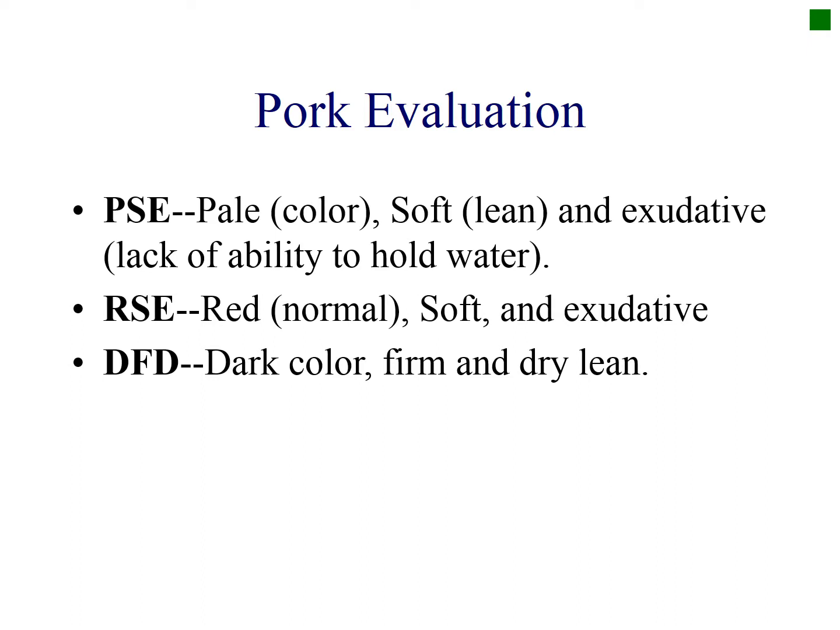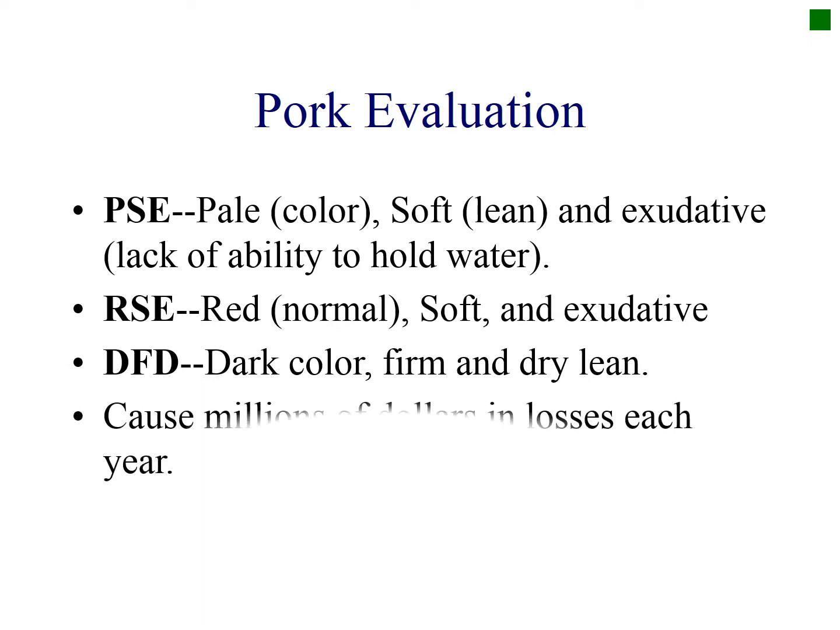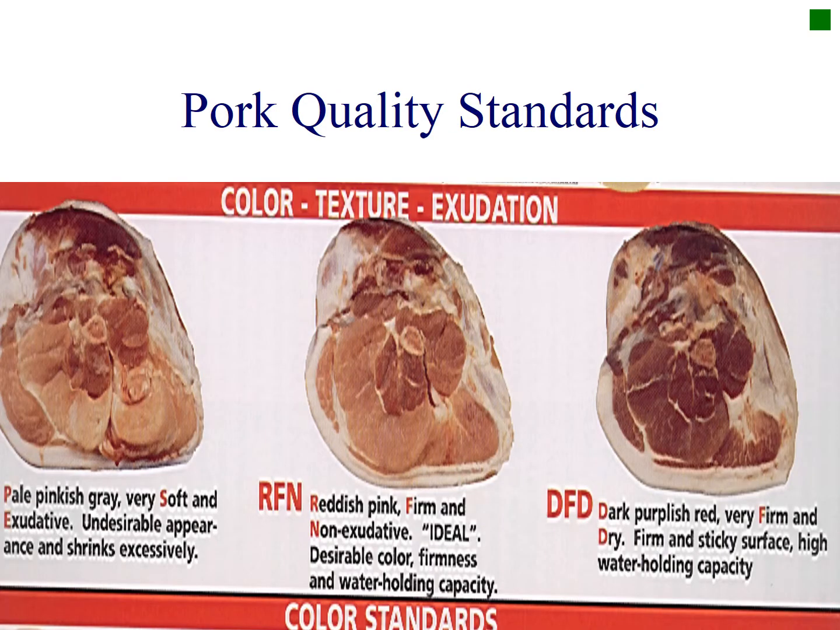On the flip side, DFD, which we would call a dark cutter in beef, and this is very low, that does happen in pork, but it causes a dark color and causes the muscle to be firm and very dry, and actually does hold its water. So it can actually cause millions of dollars of losses in the industry each year, just because of smokehouse yield and loss of the ability to export that pork.